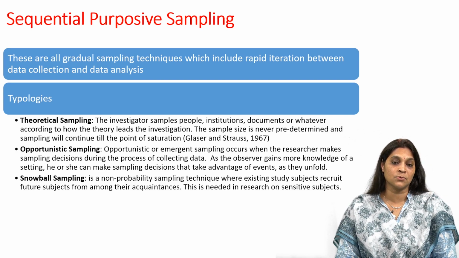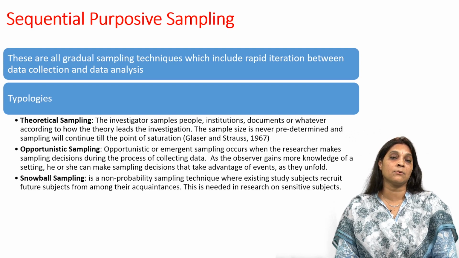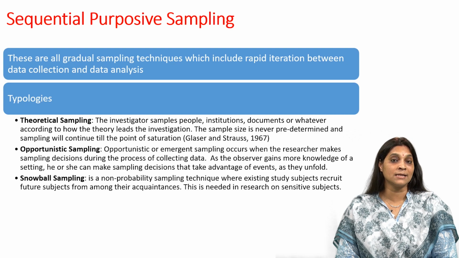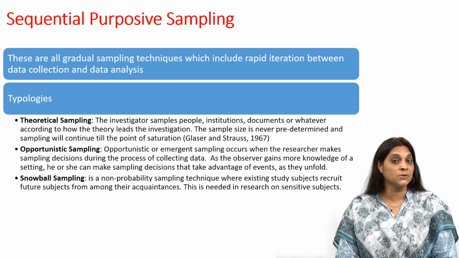And the last of these is snowball sampling, which is a non-probability sampling technique where existing study subjects recruit future subjects from their acquaintances. Now, snowball sampling is also called chain reaction sampling, and it is extremely required when the topic of study is very, very sensitive. For example, you are looking at instances of juvenile delinquency, or you are looking at instances of substance abuse among adolescents, teenagers and young adults. So these would be extremely sensitive to study. So snowballing is preferred in these instances.